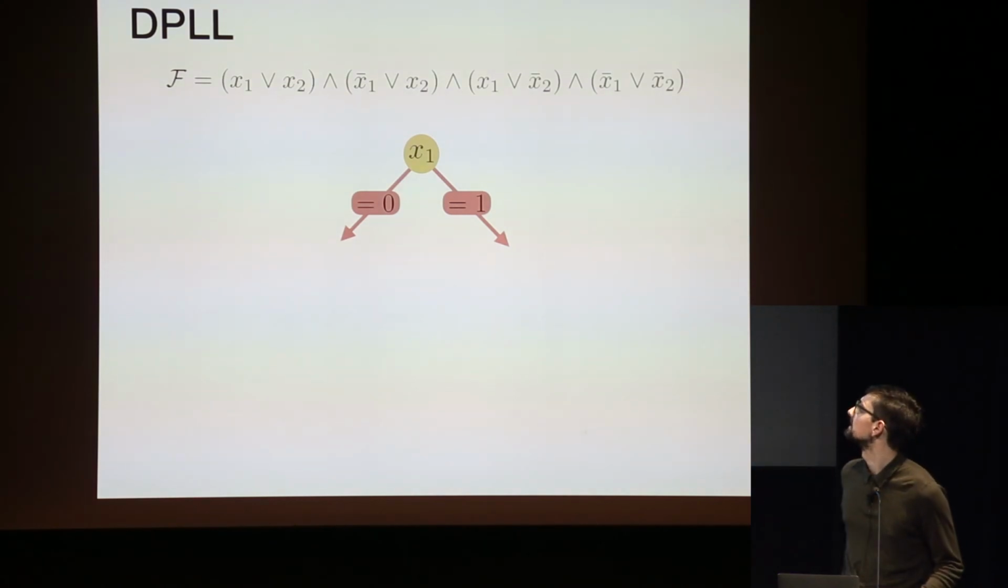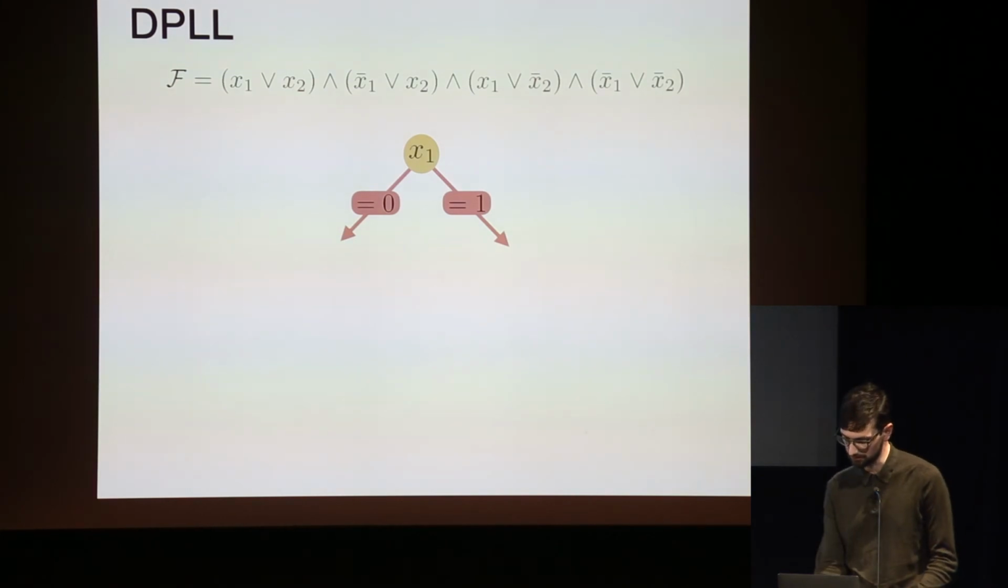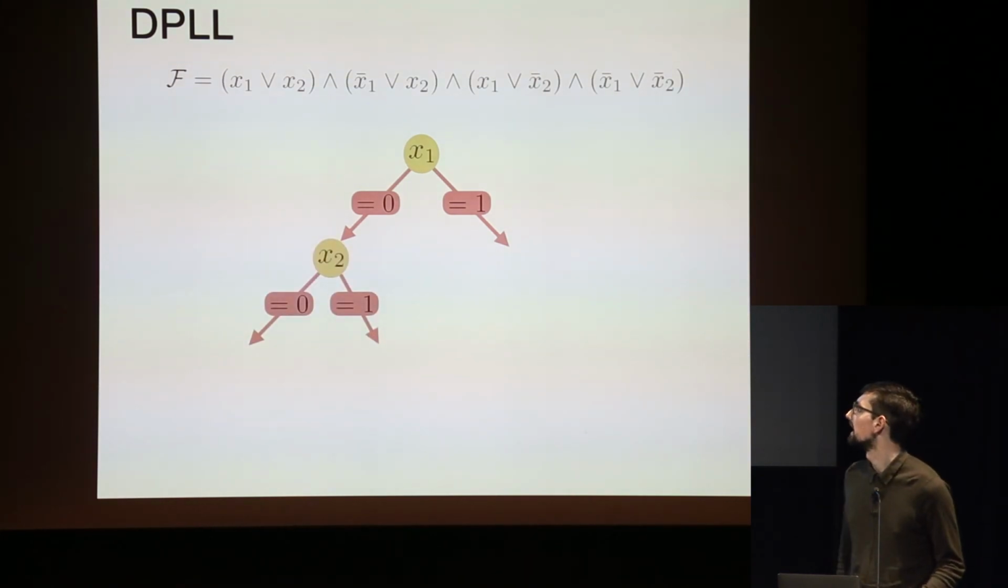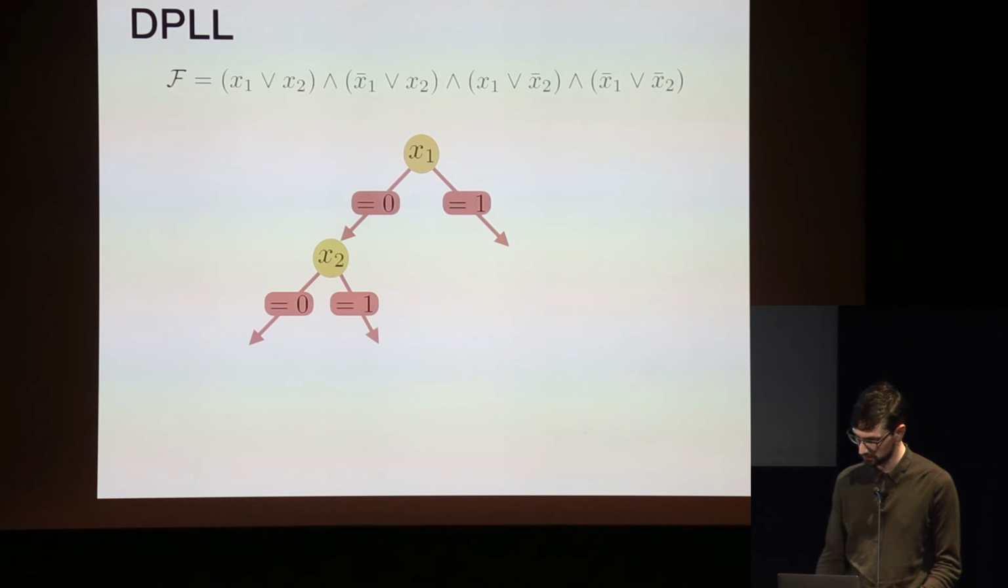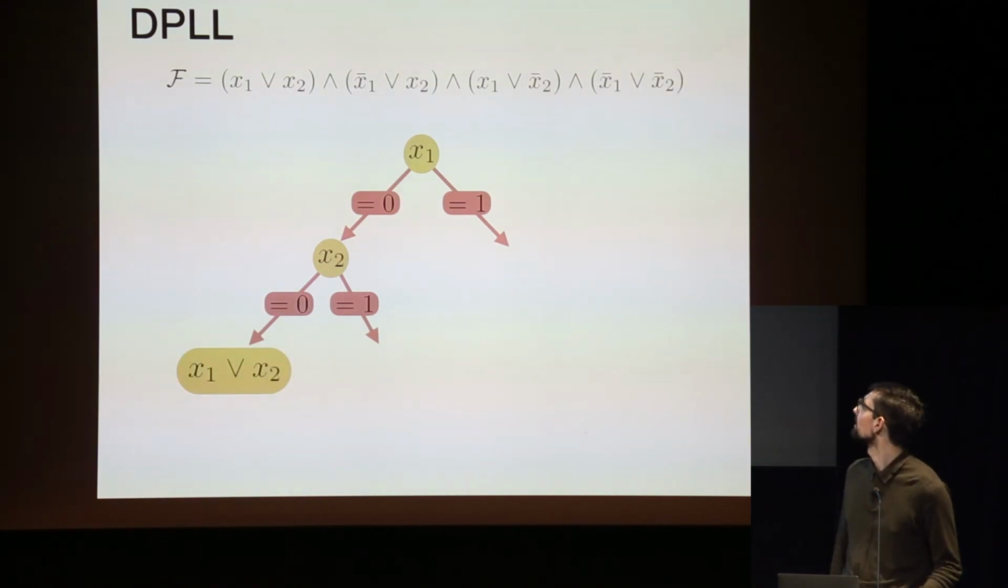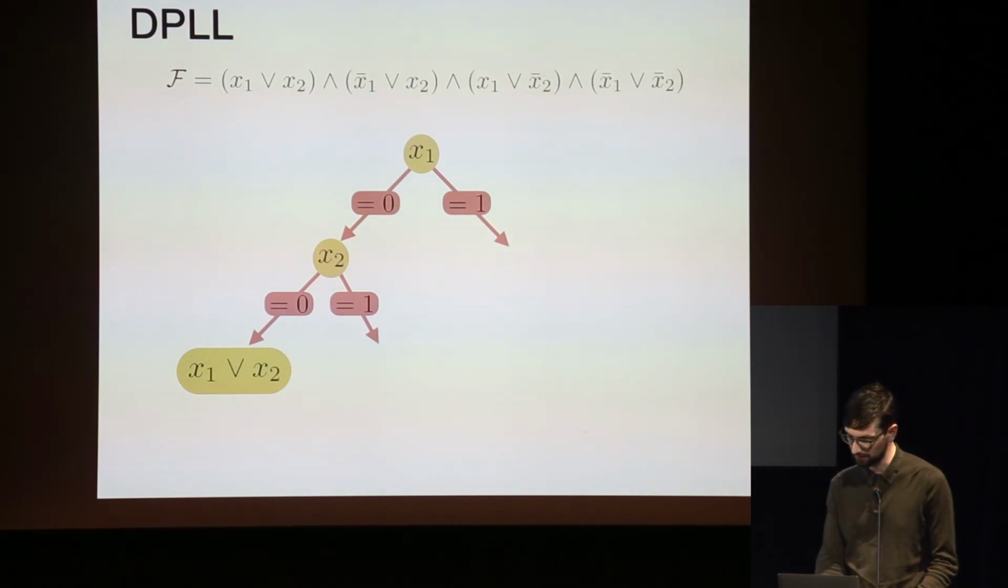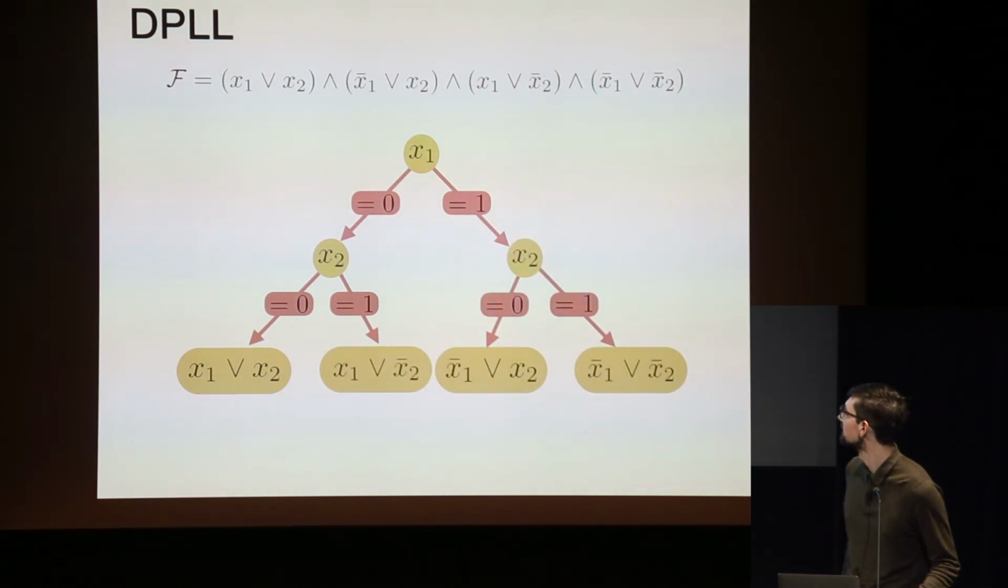Setting x1 to false doesn't falsify or satisfy the formula, so we recurse and do it again. Now, setting both x1 and x2 to false does falsify the formula, and so we halt this recursive branch. We also label the leaf with a witness of this fact, just a falsified clause. And continuing recursively, we can derive the full DPLL tree like that.